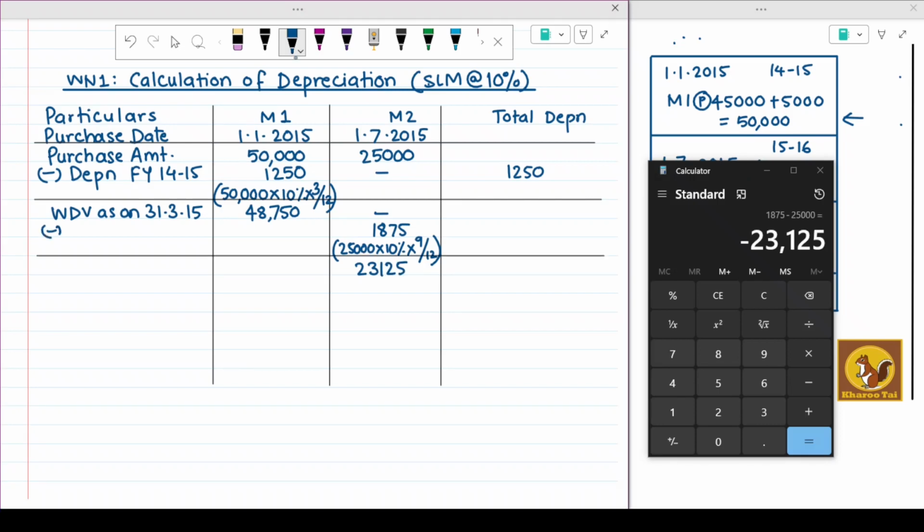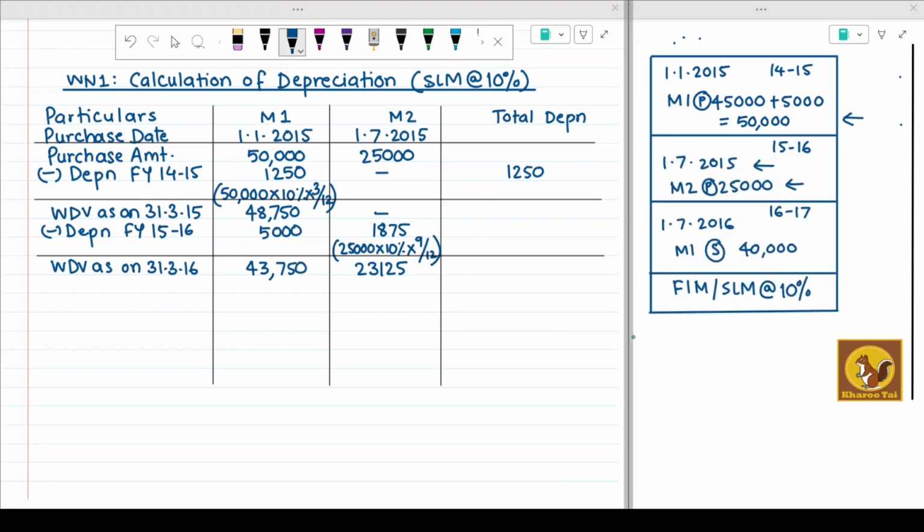23,125 less depreciation for financial year 15-16 and WDV as on 31/3/16. And first machinery was used for whole year in this second year. So the depreciation amount will be 50,000 into 10%, that is 5,000. 48,750 minus 5,000 will be 43,750. And now in third year. In third year, what happened? On 1st July 2016, we sold off this first machinery. Which one? This one.